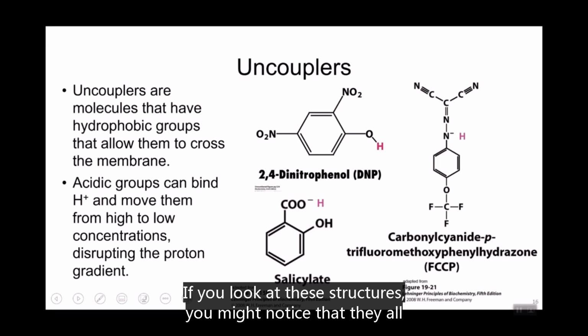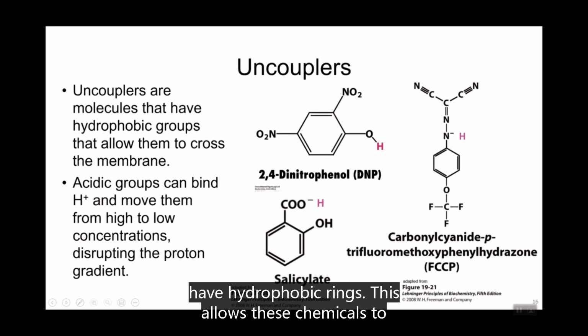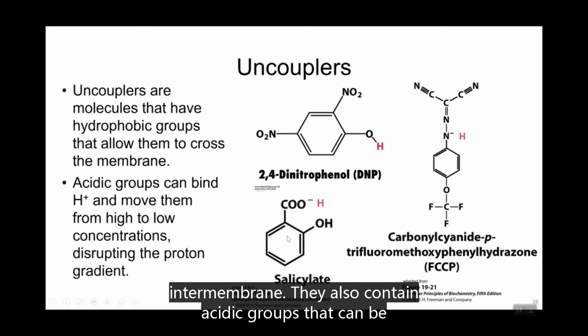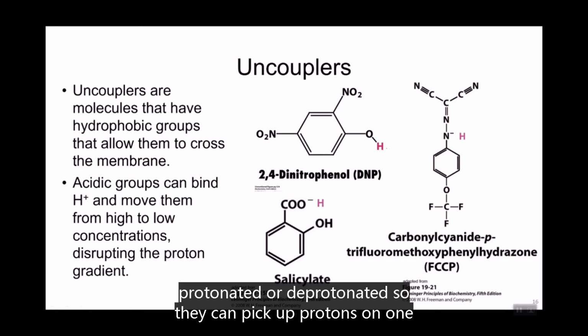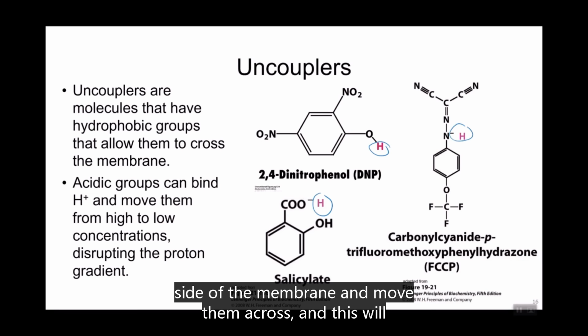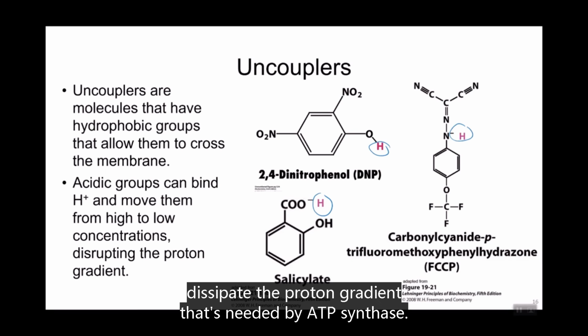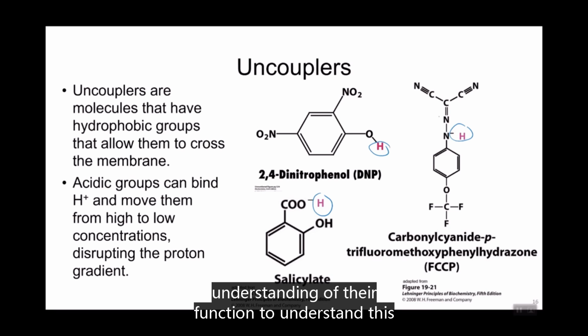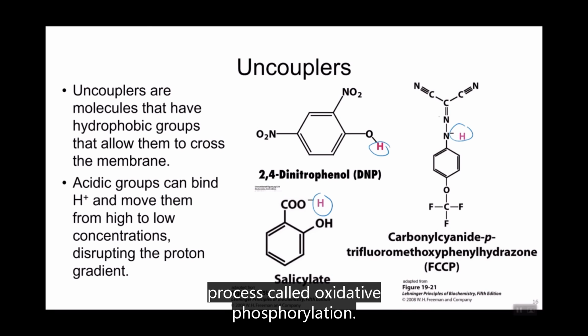If you look at these structures, you might notice that they all have hydrophobic rings. This allows these chemicals to diffuse across the hydrophobic bilayer of the mitochondrial inner membrane. They also contain acidic groups that can be protonated or deprotonated, so they can pick up protons on one side of the membrane and move them across, and this will dissipate the proton gradient that's needed by ATP synthase. So we can use all of these different chemicals with an understanding of their function to understand this process called oxidative phosphorylation.